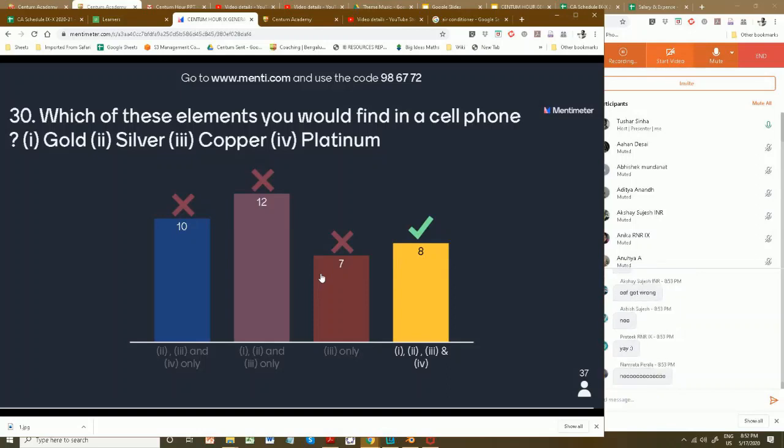Gold is a very good conductor of electricity, no? Gold and silver are the best conductors of electricity. Hence, these are used in very small quantities. And there are many more, like palladium. These are called rare earth metals.